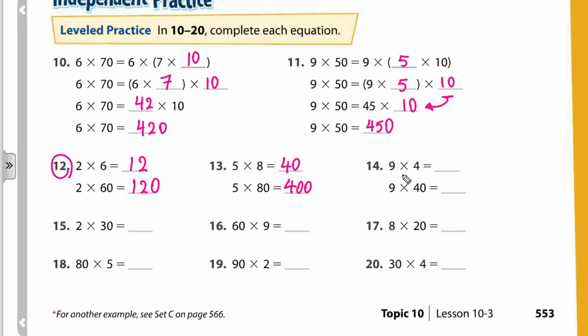9 multiply 4 equals 36. 9 multiply 40 equals 360. Thank you, my hero. Great work. For the next questions, my heroes, we will not do it in two steps. We will do the first thing in our minds, then we will write the answer directly. No more steps, just the answer. And we'll see how we do this with Osama.